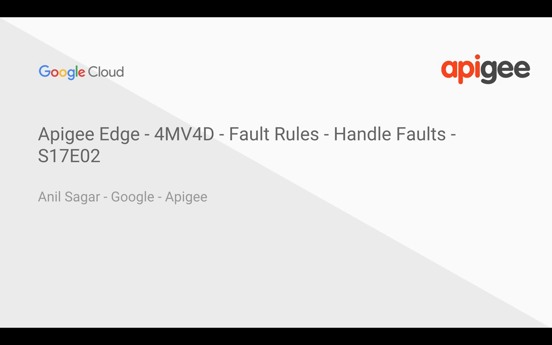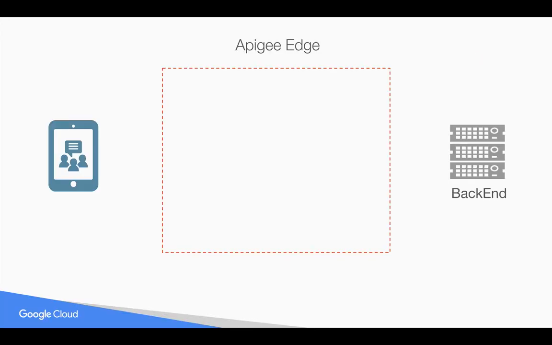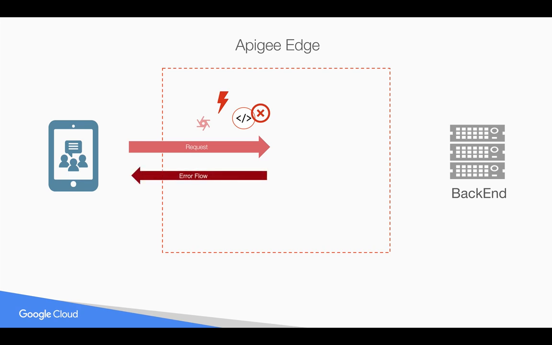In this 4-minute video for developers, we're going to see how to handle faults in Apigee Edge using fault rules. Let's say whenever a request comes to Apigee Edge and any fault occurs due to policies like quota getting exhausted, none of the policies after that quota policy will get executed and it immediately goes into error flow. In error flow, you can attach policies in fault rules and modify the behavior of the API.